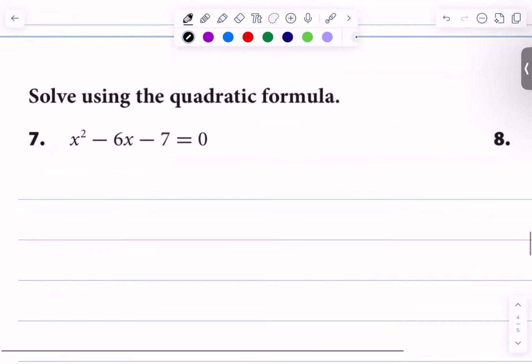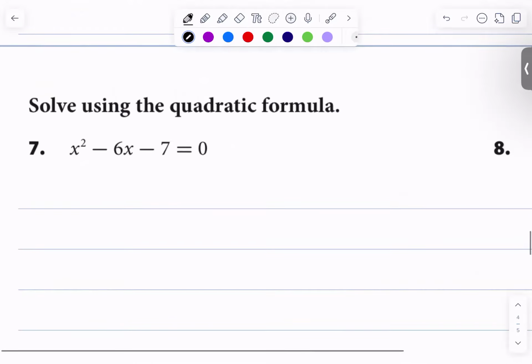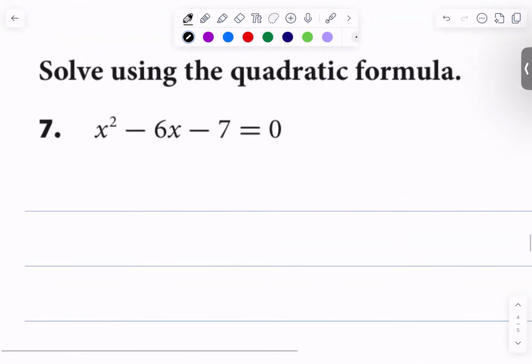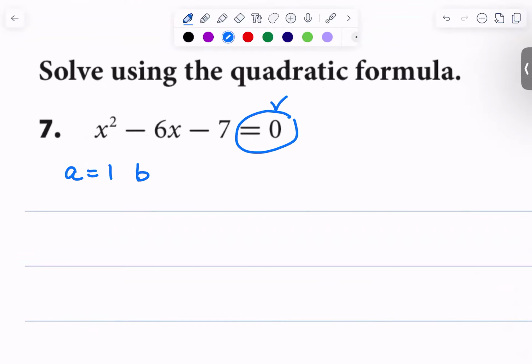Now let's jump into some examples of solving this. Okay? So solve using the quadratic formula. So here, my first step again would be to check if it equals 0, which it does. So my a value is 1. My b value is -6. Please do not forget to take the sign with it. We need that sign with it. c value is -7.